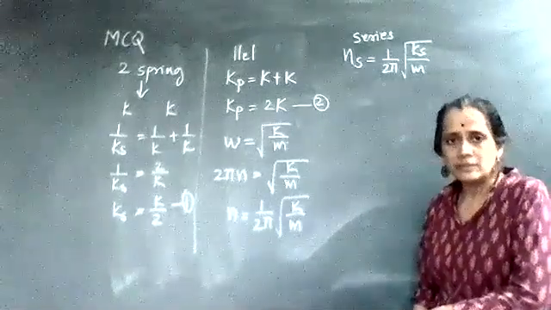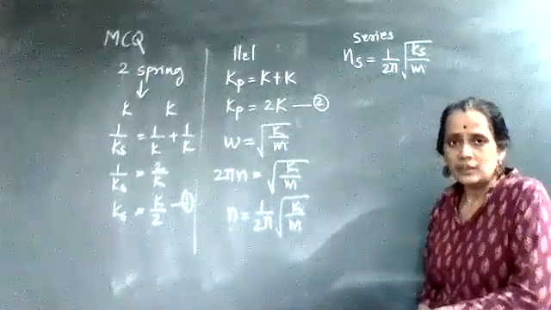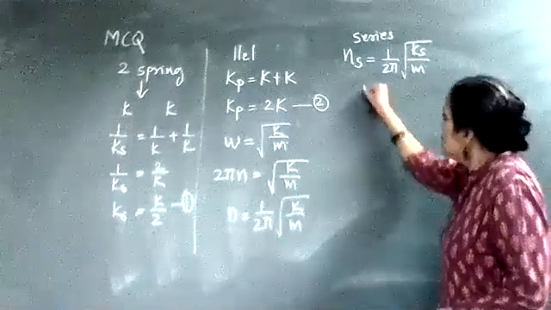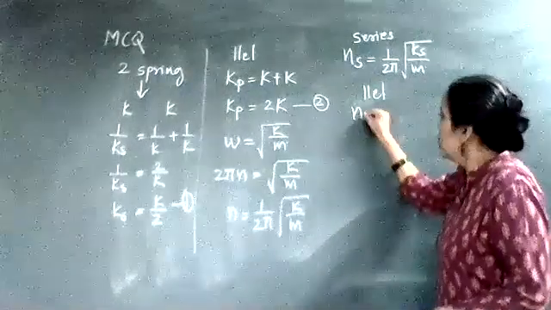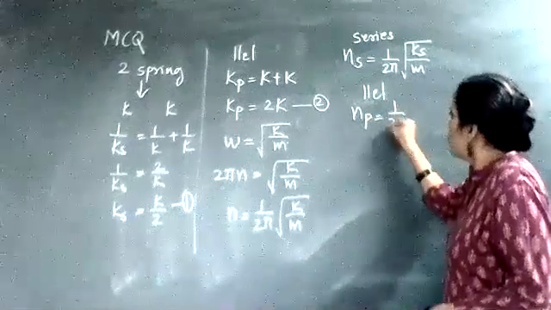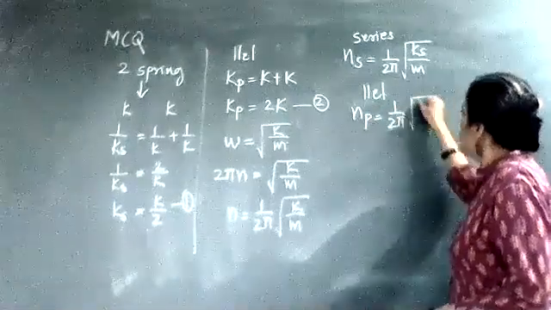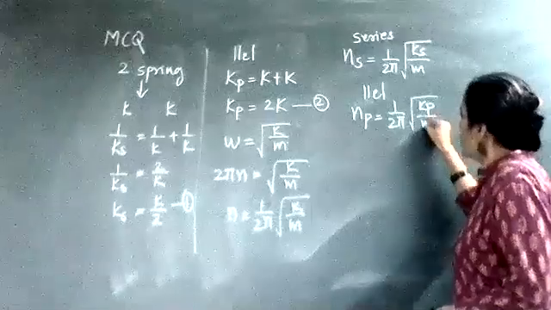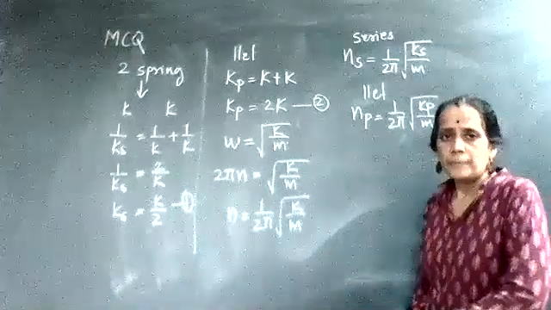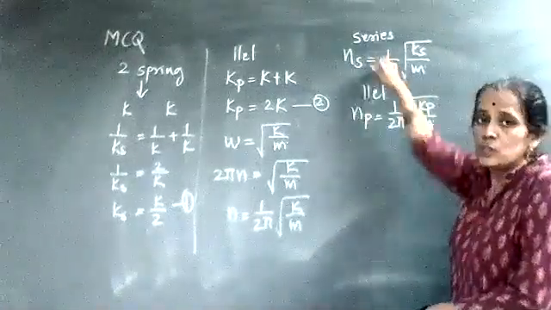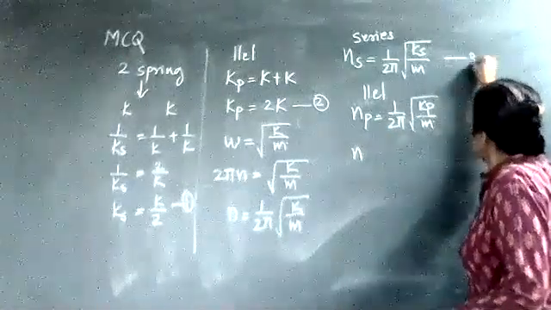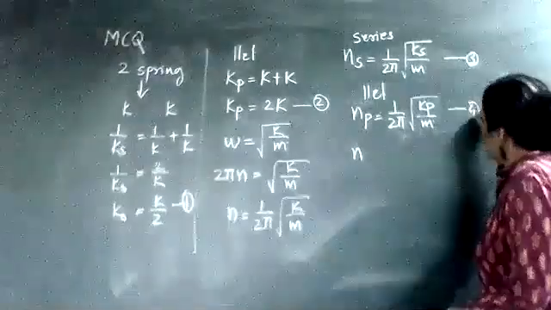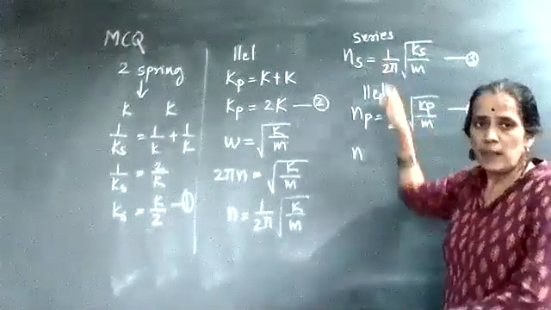Get it? Any doubt? Now, the same spring constants are connected in parallel. So what I write? Np is equal to 1 upon 2 pi under root of kp upon m. And now I am going to take the ratio of these two. Suppose this is equation 3 and this is 4. So I will divide equation 3 by 4.